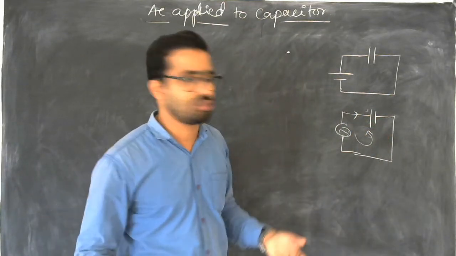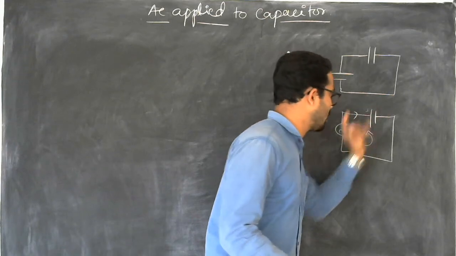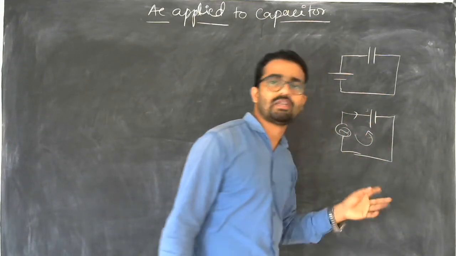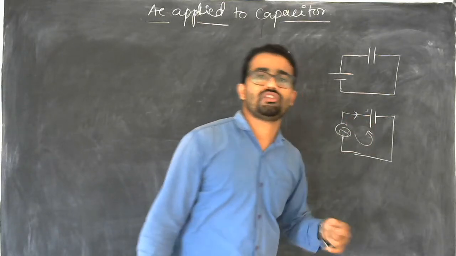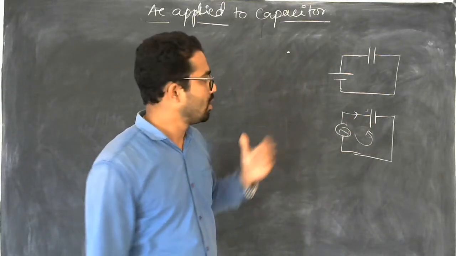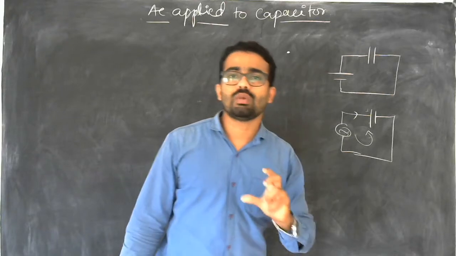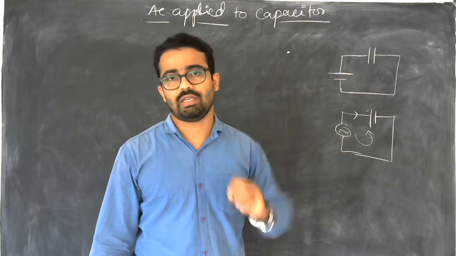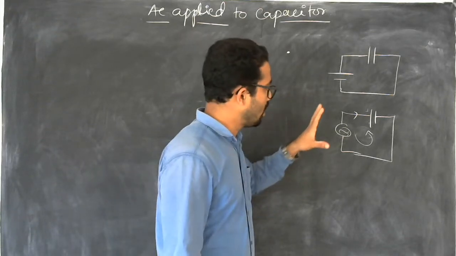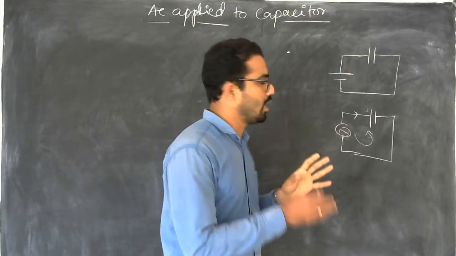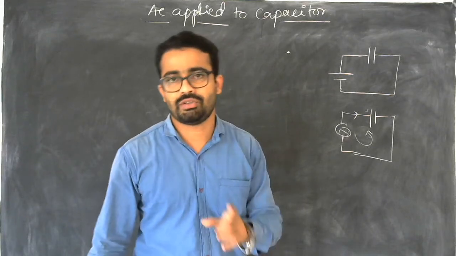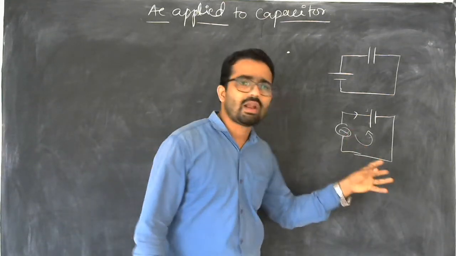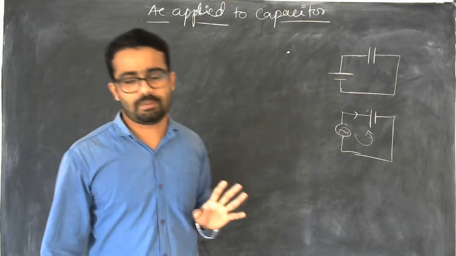So because of that, when current flows in one direction, the capacitor gets charged. When the direction of current is reversed, it will discharge. That is why a capacitor allows AC currents. It will conduct the current when it is connected to AC circuits. So this is the behavior of a capacitor in AC and DC.